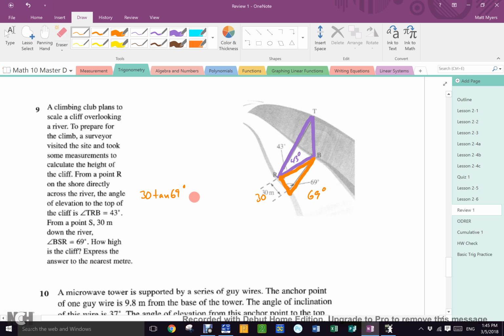But I am going to say to myself, I know that this side is 30 tan 69, and then in this purple triangle, I need the opposite. So again, it's tan. Since that's the denominator, I'm going to be multiplying. So it's 30 tan 69 times tan 43 to get the answer. And I believe it's 73 meters.